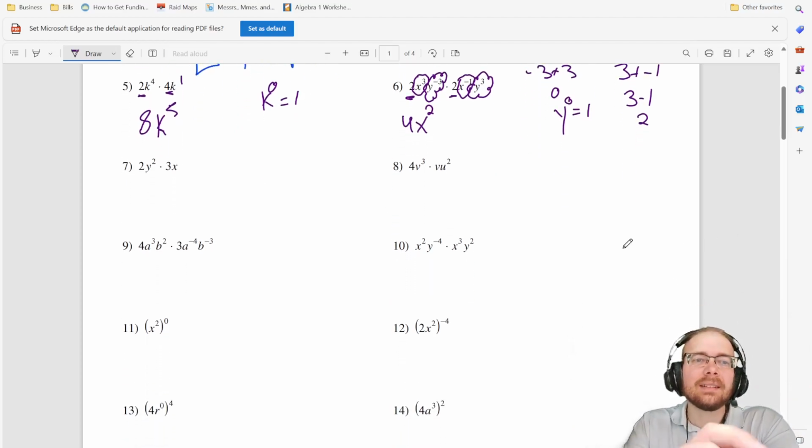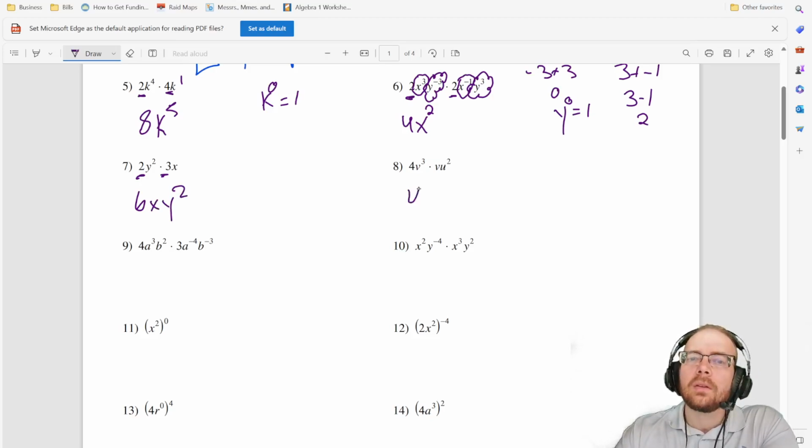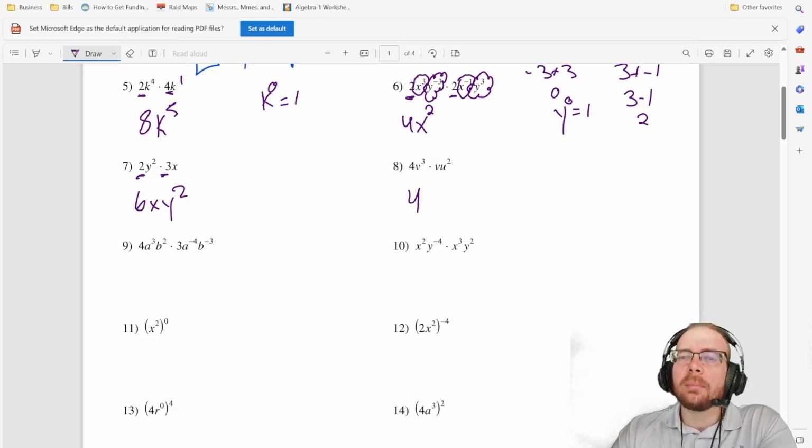All right. 2 and 3 make 6. And then we have a y squared and an x. Those are not the same letter, so I cannot combine them. There's only a 4, so I don't combine that with anything. There are 2 v's. There's a power of 1 and a power of 3, so v to the 4th and u squared. And that's it for that one.